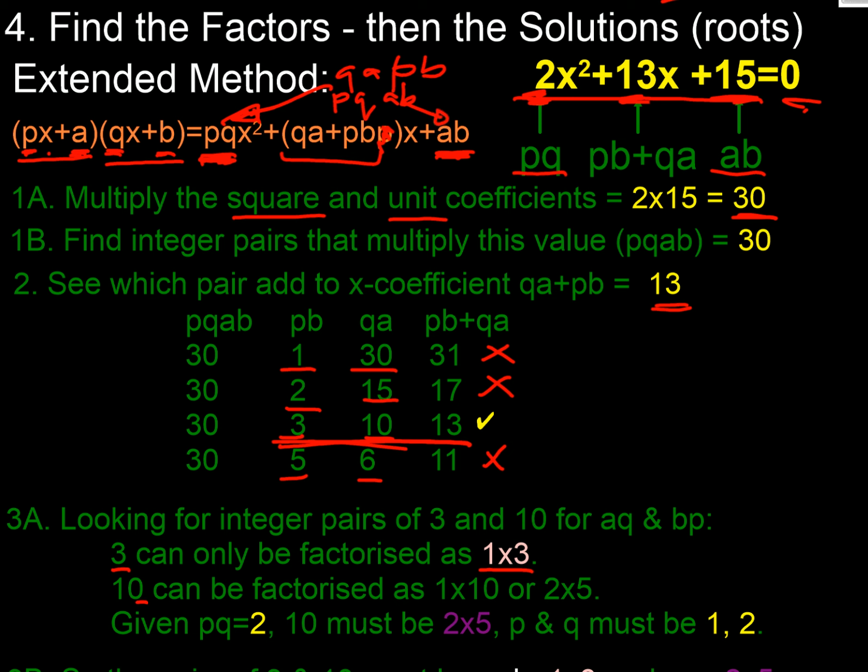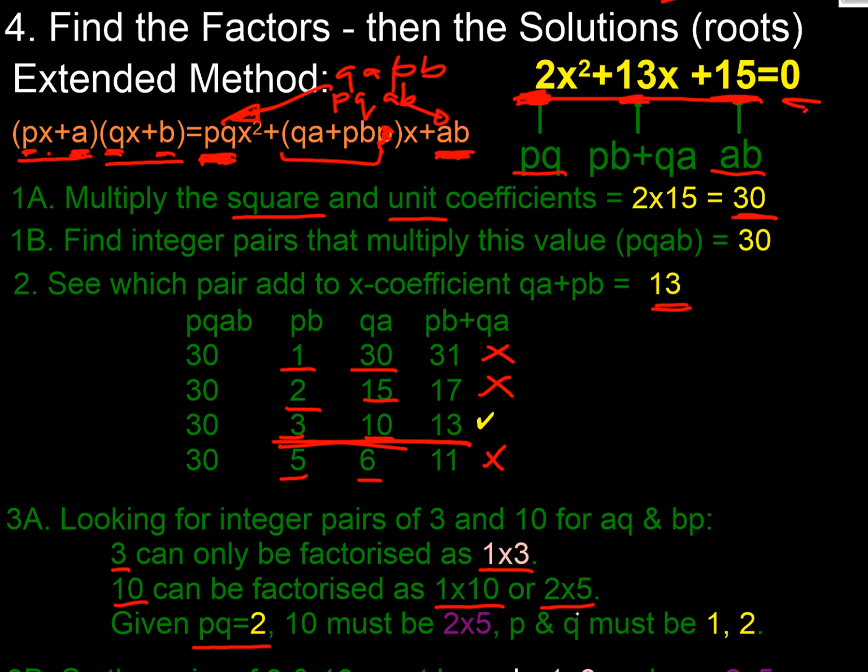Okay, but now let's have a look at the 10. Well, that can be factorized as either 1 and 10 or 2 and 5. So which of those are we going to use? Well, let's go back and have a quick look at our coefficient of our x, which is the p and q, which is 2. So we can't have 1 and 1 as being p and q, can we? Because we don't get 2.